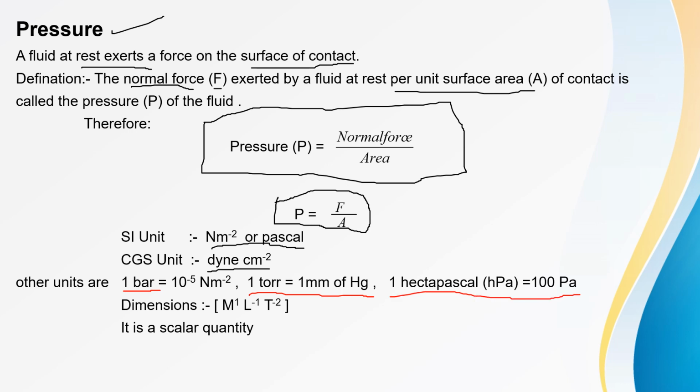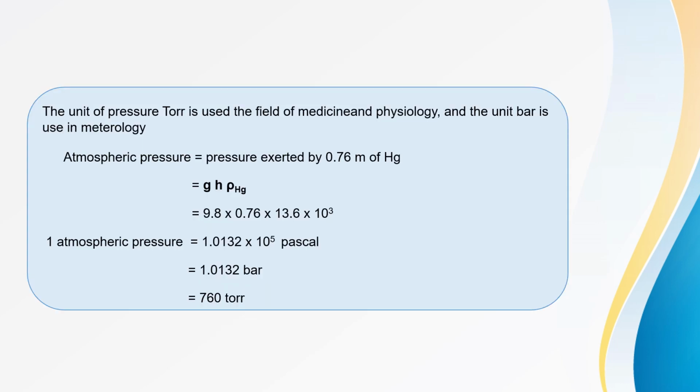The dimensions of pressure are M^1 L^-1 T^-2, and it is a scalar quantity. Now the practical units where they are used: the torr is used in the field of medicine and physiology, and the unit bar is used in meteorology. Some relations are given here.